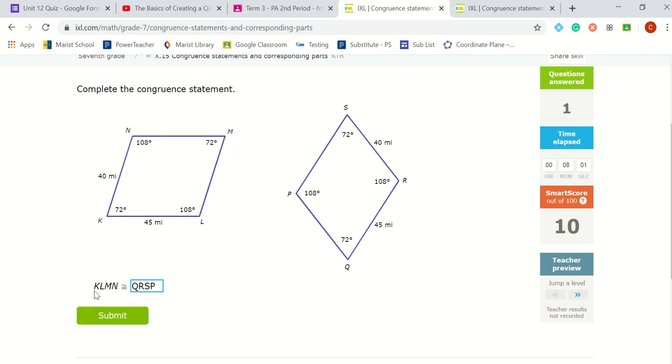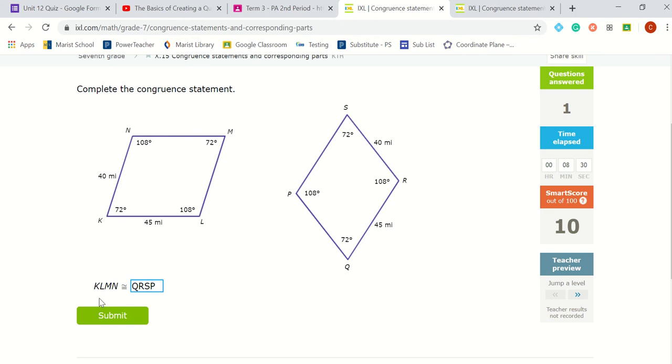Okay, let's double check to make sure these angles are congruent. K, 72 degrees. Q, 72 degrees. L, 108 degrees. R, 108 degrees. M, 72 degrees. S, 72 degrees. N, 108 degrees. P, 108 degrees. So the congruent angles are in corresponding positions.